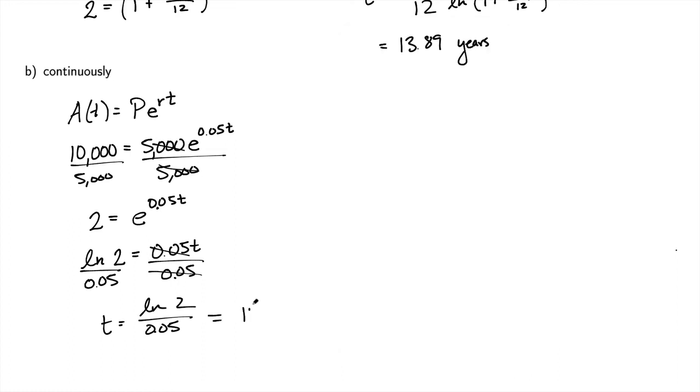So 13.86. Notice that it takes a little bit shorter amount of time if we're compounding continuously to double than it did when we were compounding monthly, which makes sense with our intuition of what it means to compound continuously and what that means for how fast our investment grows.